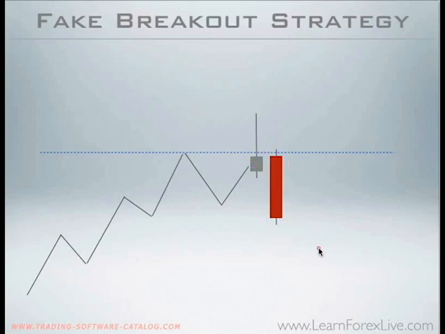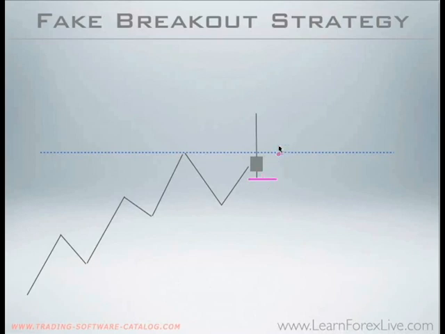So course of action here. As soon as, let me go back into the previous slide. As soon as we see this candle, we are going to be placing a sell stop order 5 pips below the low of that candle, of that fake breakout candle. That's going to be our sell stop order.